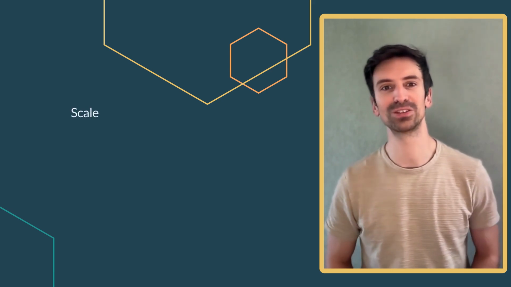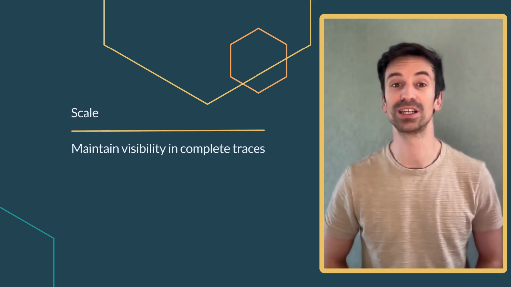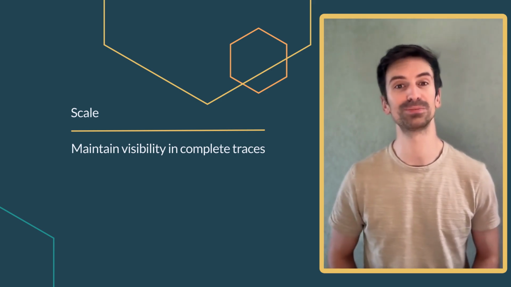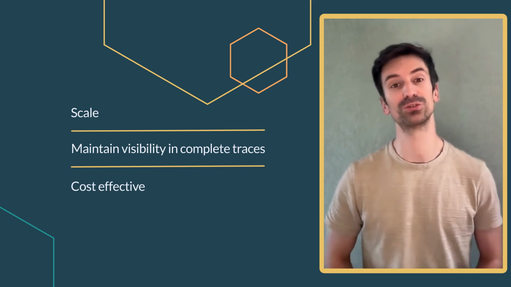Why does it matter? It scales. They don't let one service's traffic flood your ingestion pipeline. You maintain visibility into representative traces without being overwhelmed by volume. And it's cost-effective. You get just enough data to surface performance issues without excess.